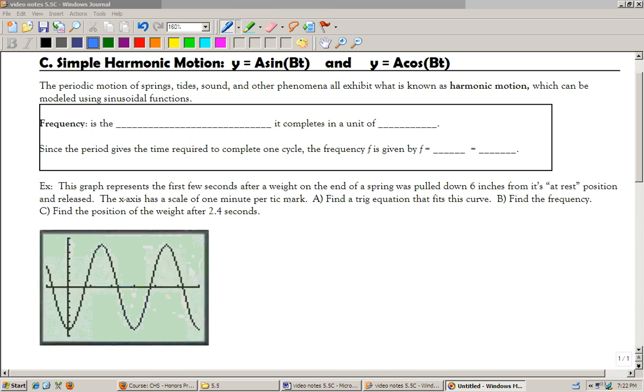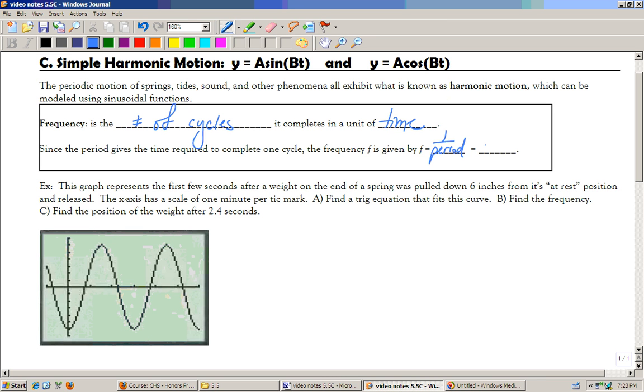Okay, we're on section 5.5, part C, simple harmonic motion. The periodic motion of things like springs and tides and sound follow a sine wave, so they can be modeled using sinusoidal functions. The frequency is the number of cycles that it completes in a unit of time. Since the period gives the time required to complete one cycle, the frequency is the reciprocal of the period.